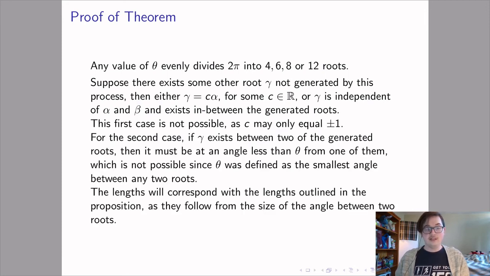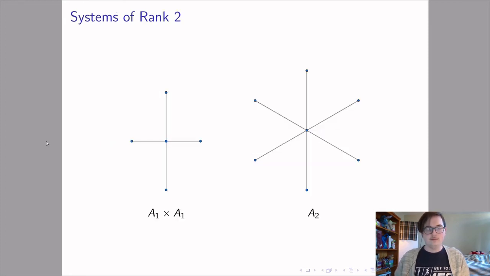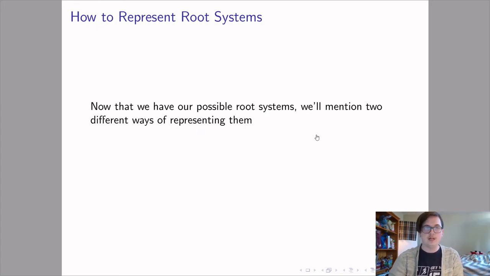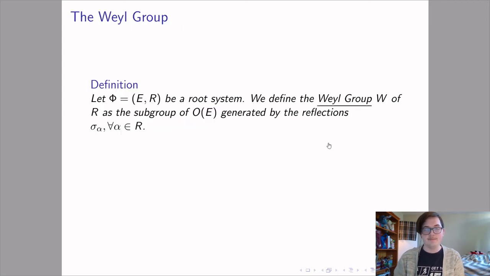And then from there, the lengths between these roots will correspond with the lengths outlined in the proposition, and the proof would look exactly the same as it did there. Okay, so here they are again. So these are our 4 possibilities. Cool. So now that we have our possible root systems, we're going to talk about different ways of representing them. So first we're going to talk about the Weyl group, and then we're going to talk about the Dynkin diagram.